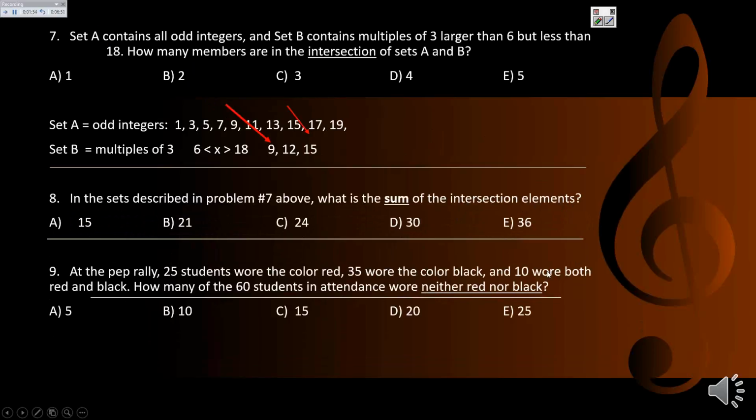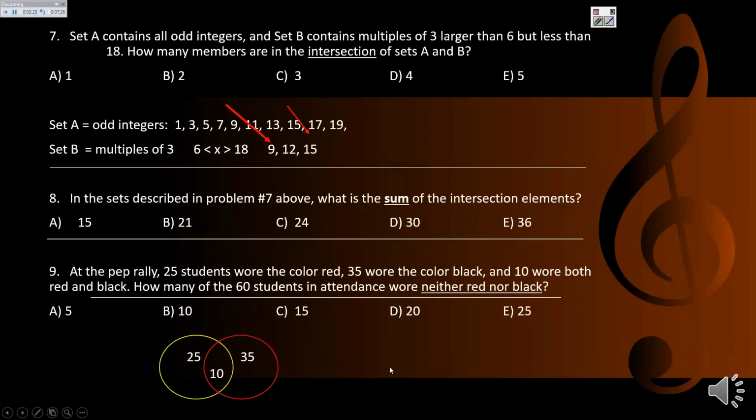At the pep rally, 25 students wore the color red, 35 wore the color black, and 10 wore both red and black. Again, you want to set up a Venn diagram so we can see that 25 wore the color red, 35 wore the color black, and 10 wore both red and black. The nice thing is they've just told us we have 60 students. And we want to know how many of the 60 students in attendance wore neither red nor black.